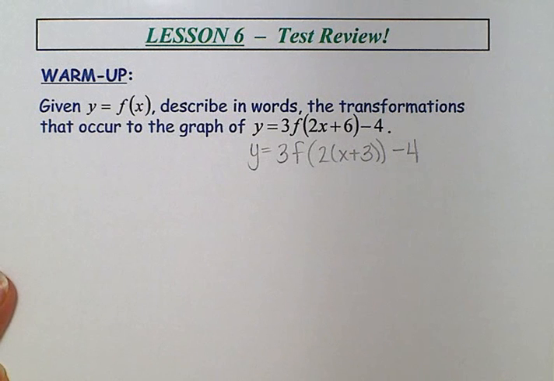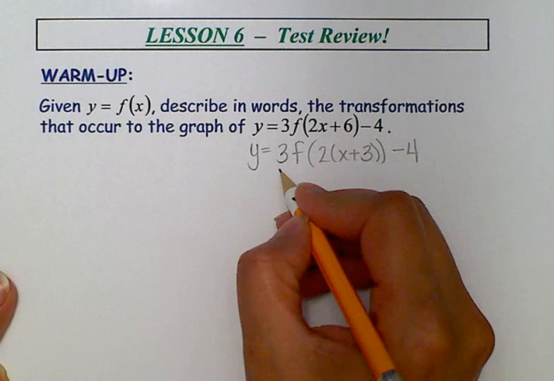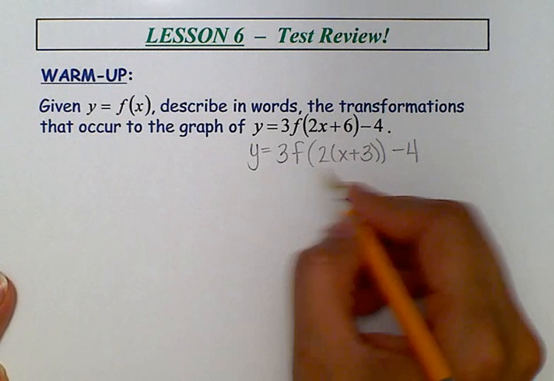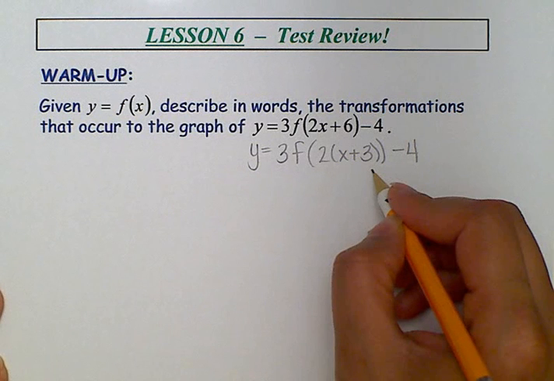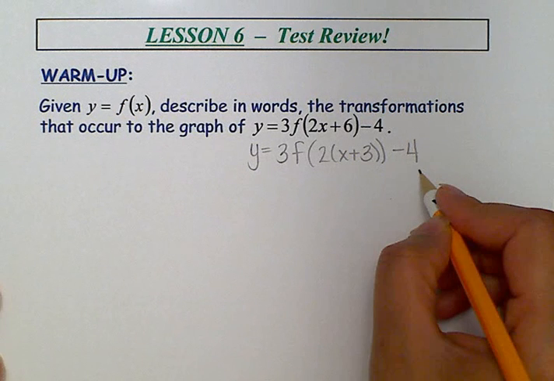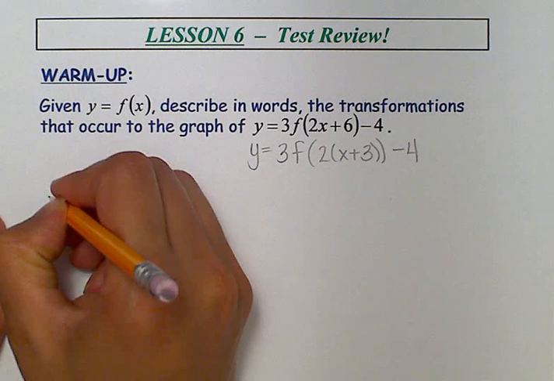The first transformation I see is a vertical stretch by a factor of 3. Then a horizontal compression by a factor of a half, a horizontal shift to the left 3, and then a vertical shift down 4. So I'm just going to write that down quickly.